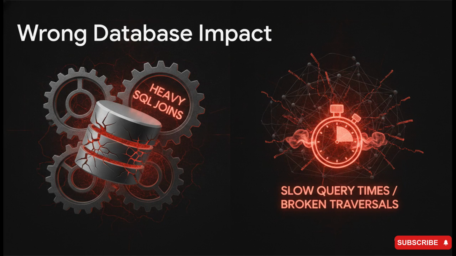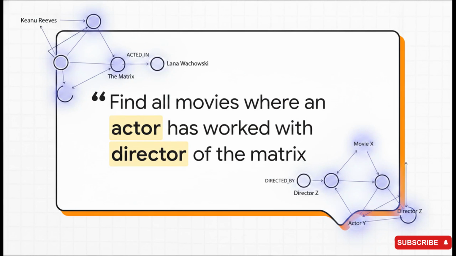But hey, the penalty goes the other way too. If you try forcing a relational database or even a simple vector DB to handle deeply connected structural data, you are going to have a bad time. You'll end up running heavy, insanely expensive SQL joins across tables just to find really simple relationship chains. It absolutely cripples your performance and leads to entirely broken traversals. To put that into perspective, imagine asking your database to find all movies where an actor has worked with the director of The Matrix. If you asked a relational database that, it would be a total nightmare of complex joins. But in a GraphDB, blazingly fast.